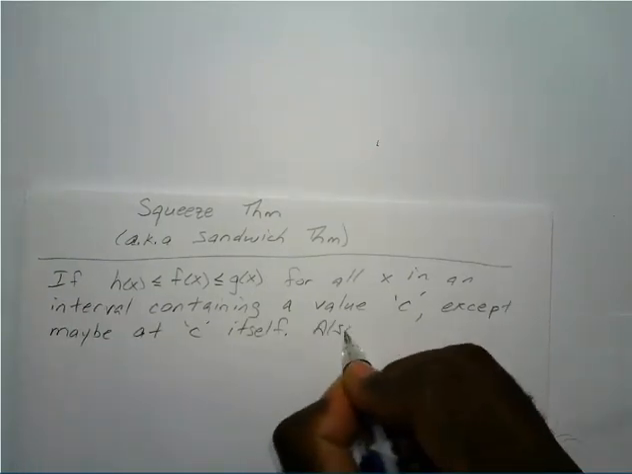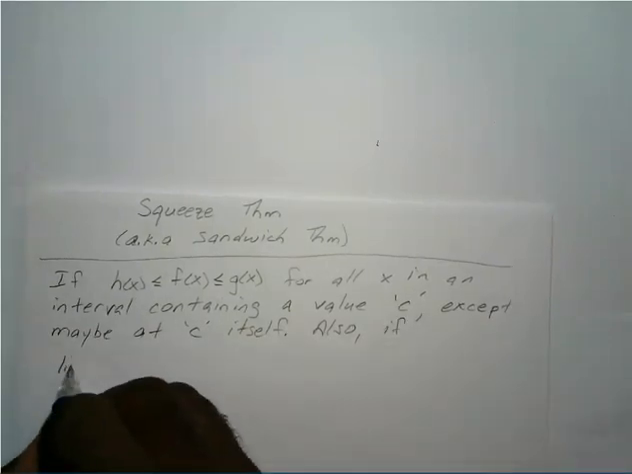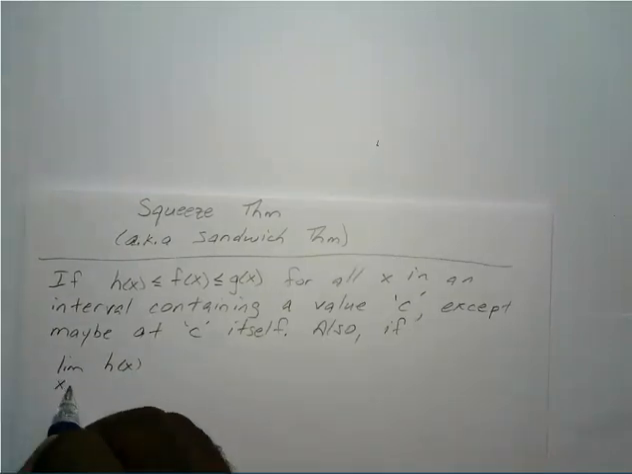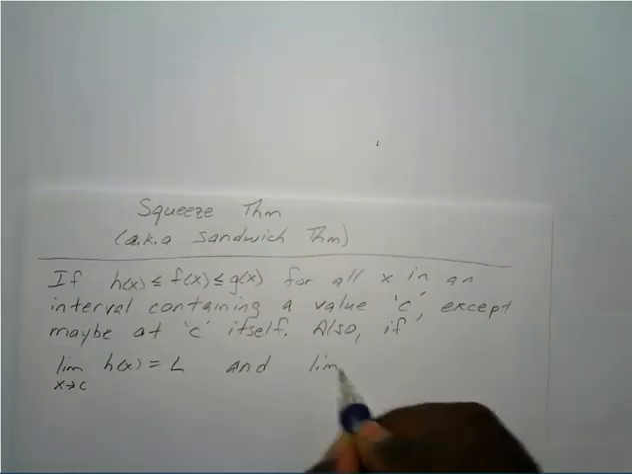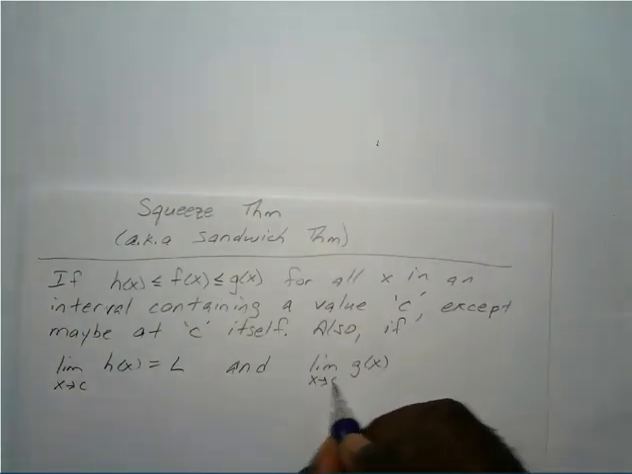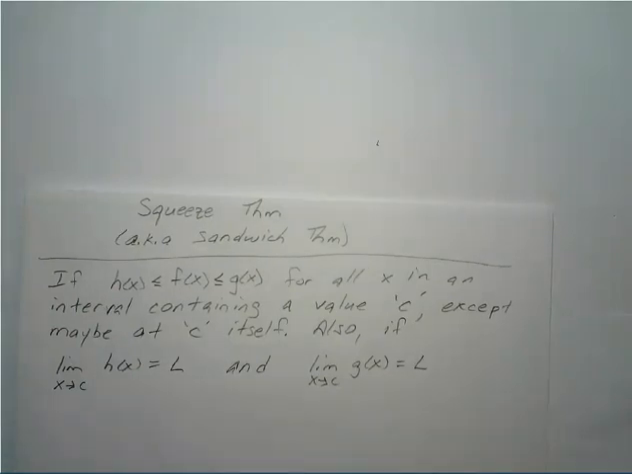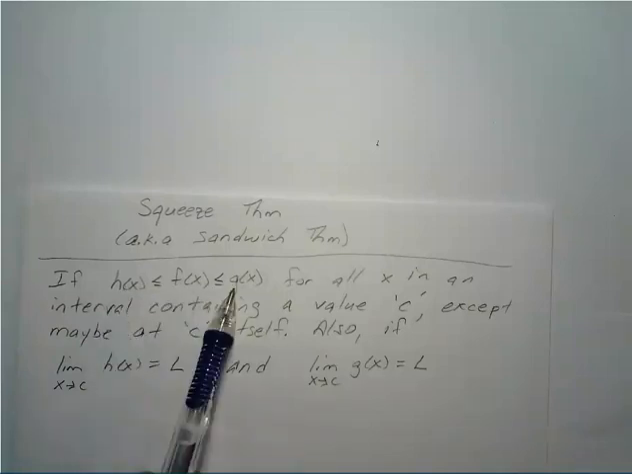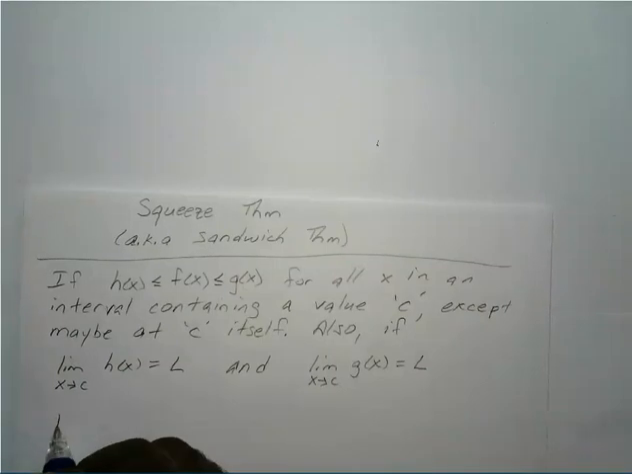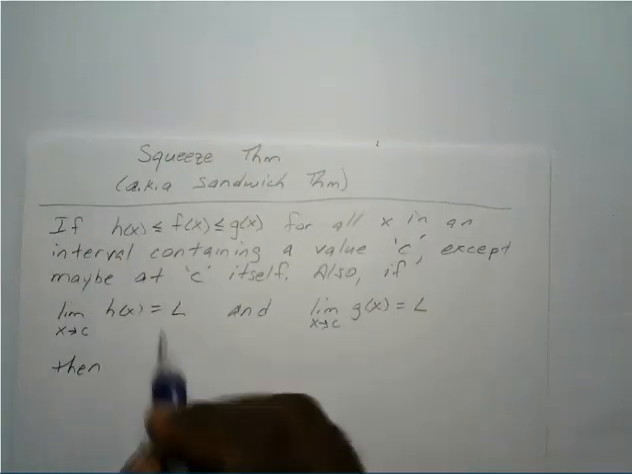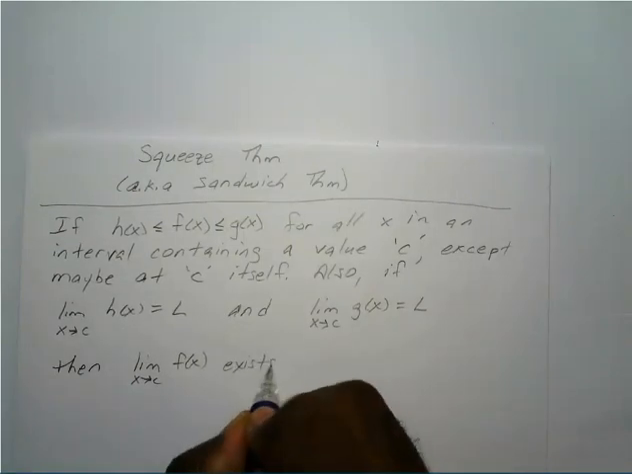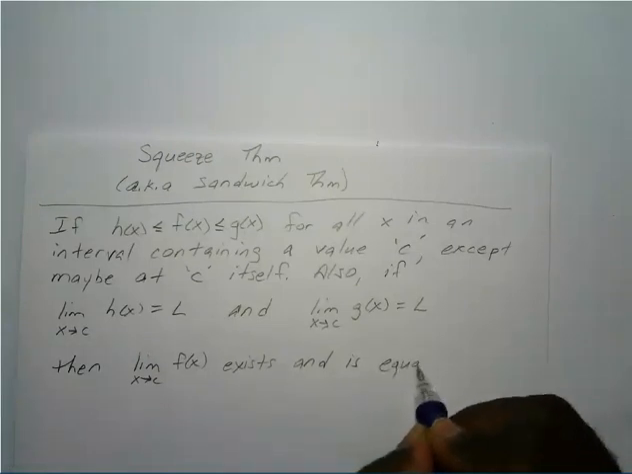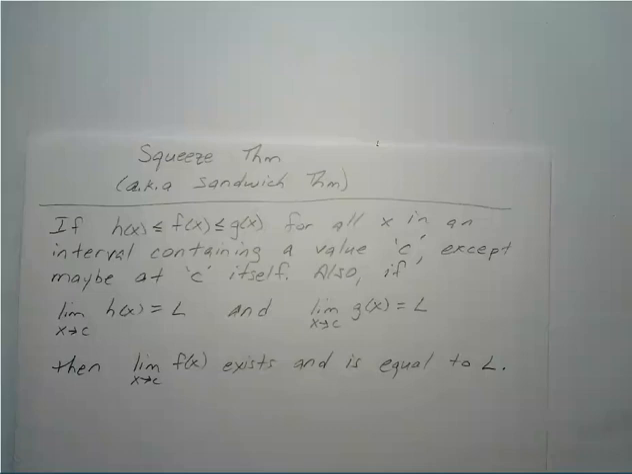Now also, let's say the limit of h of x as x approaches c is equal to some value that we'll call L, and we know that the limit of g of x as x approaches c is also equal to L. So if each of the outside functions has a limit of L, then it's safe to say the limit of f of x as x approaches c exists and is equal to L also.